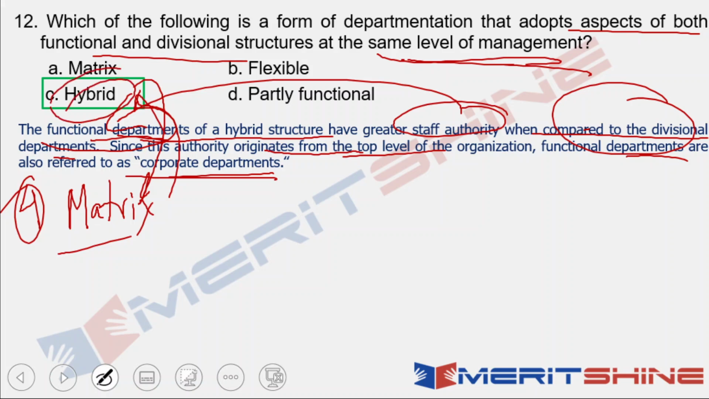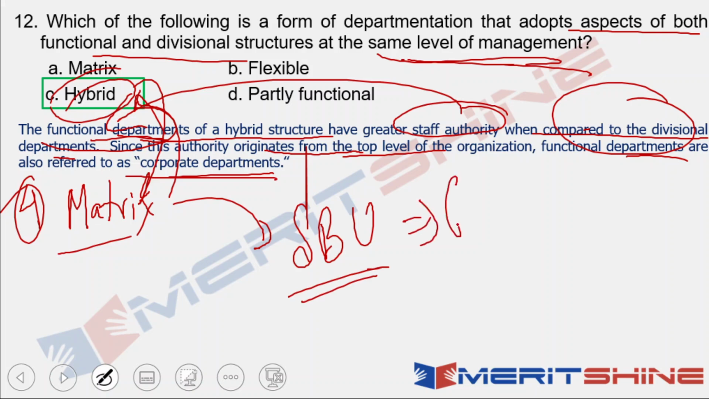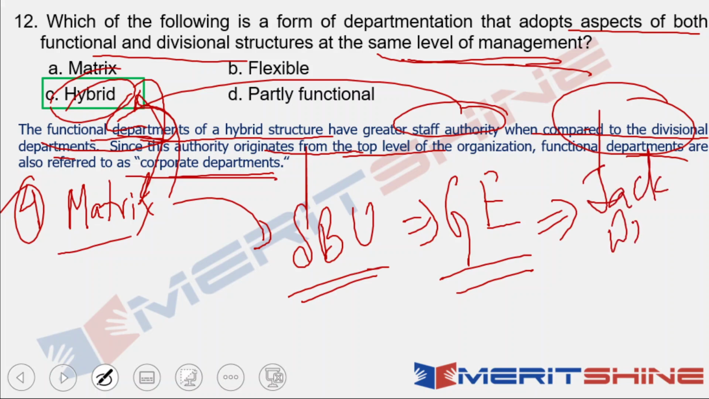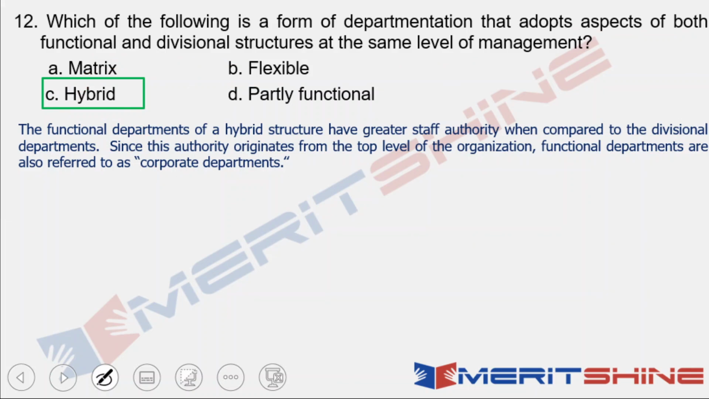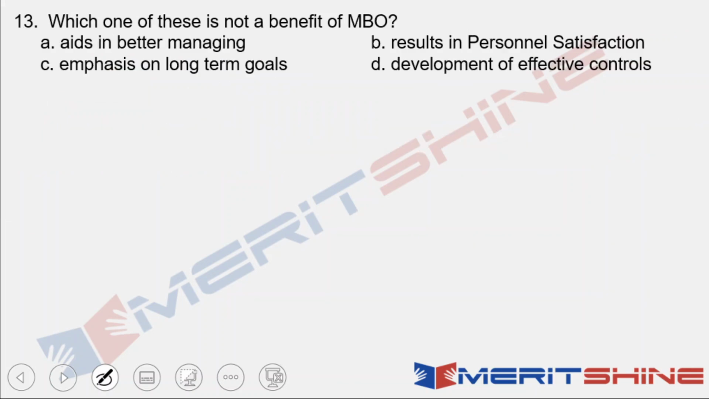They first went from hybrid to matrix and then again went back to here, because they saw that this makes more sense, right? Then later on a spin-off of matrix came, and that was SBU, which was innovated by General Electric under the leadership of Jack Welch. Okay, so that was another concept that was brought in the departmentalization category. SBU, strategic business units.